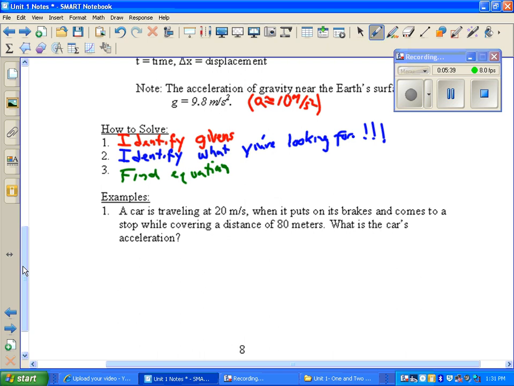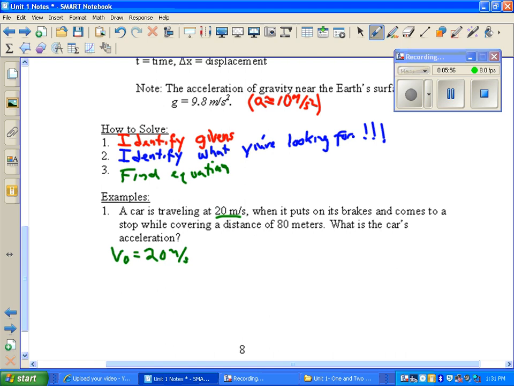So here's our first example. A car is traveling at 20 meters per second. Now what is that 20 meters per second? That's information I'm going to use, okay? Well, that's speed, and it's at the beginning of the problem. So that's going to be V0. So I'm going to write down V0 is 20 meters per second.